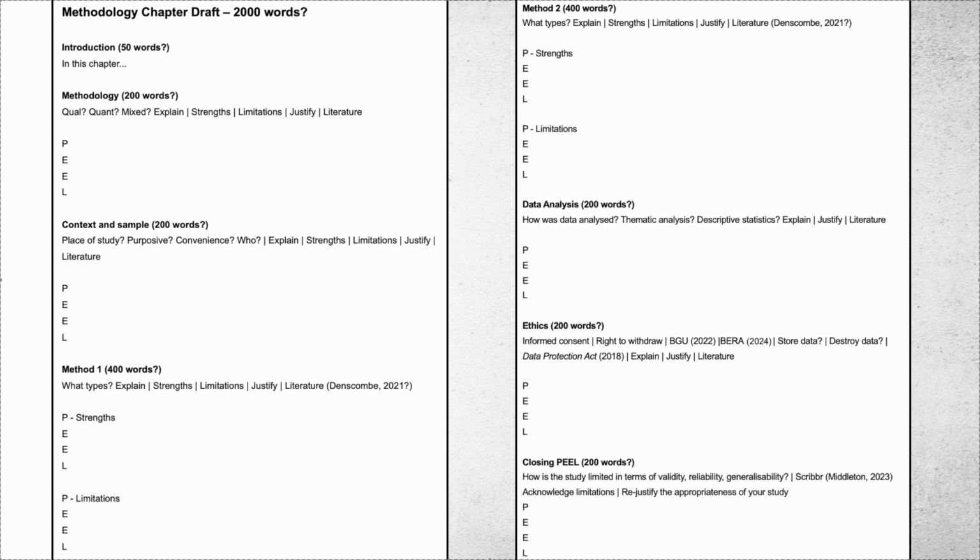Ethics. You're going to be talking about the same things in this PEEL paragraph as you have spoken about on your ethics form. How have you gained informed consent? How have you consistently offered the right to withdraw? You need to be looking towards BGU's ethics policy. You need to be looking towards BERA's now updated 2024 ethical guidelines.